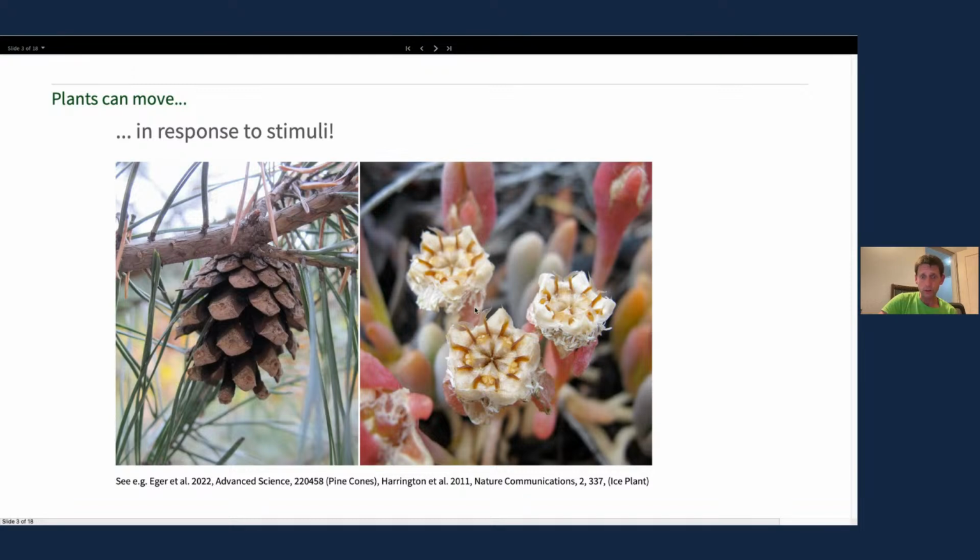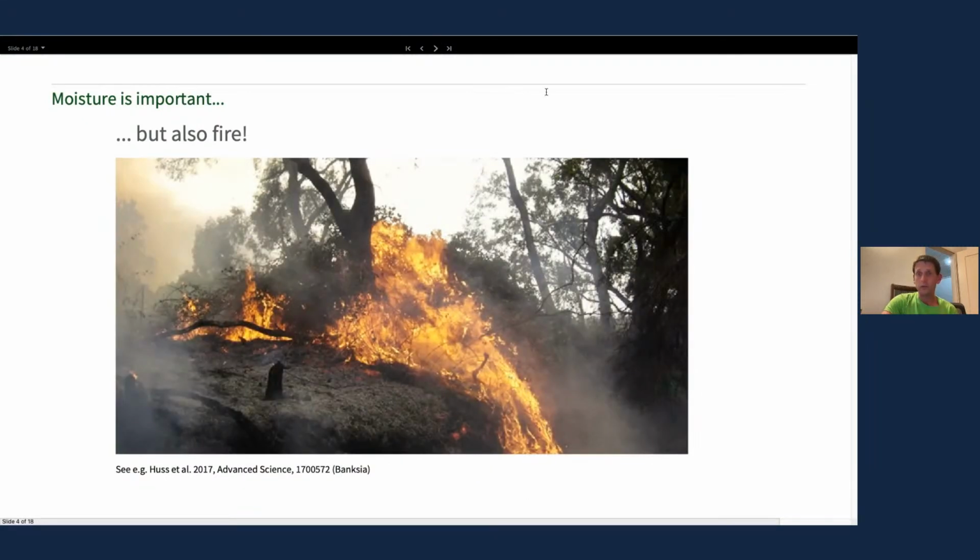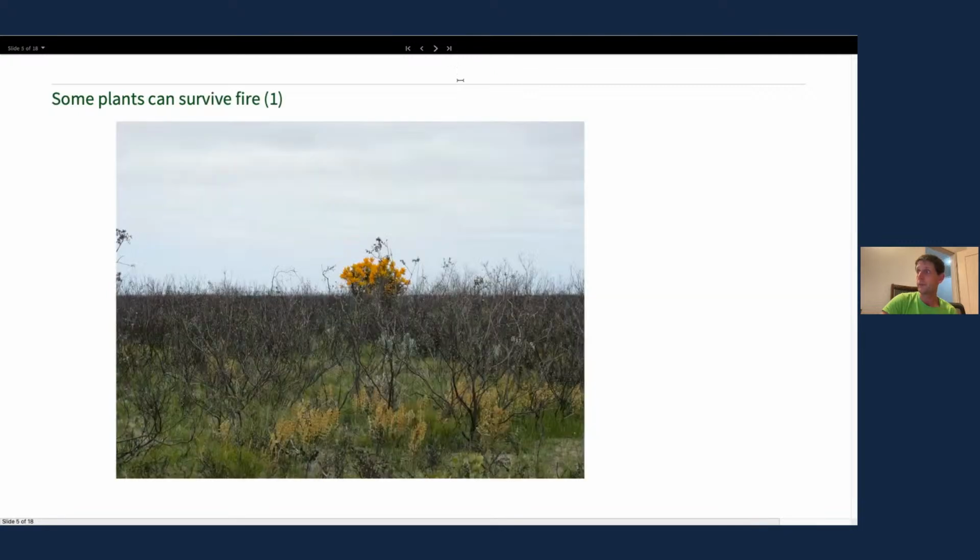There's been quite a lot of work done trying to model and understand this sort of process. But it turns out there are other systems, and if you can tell from my accent, I'm not Austrian, I'm Australian, and there are systems where plants respond not only to moisture, but also to fire. You've probably seen many images of bushfires in Australia, and many plants have adapted over evolution to respond to the signal of fire and use this for advantage.